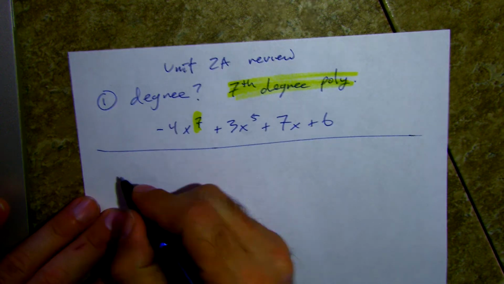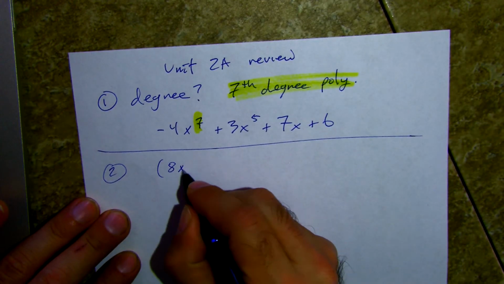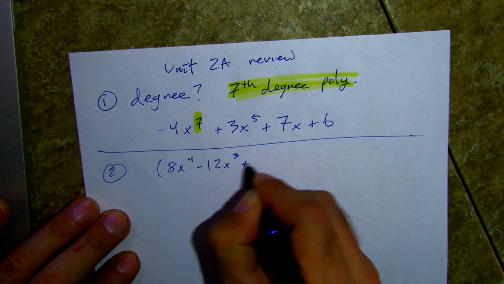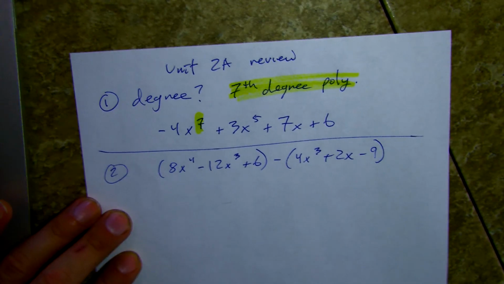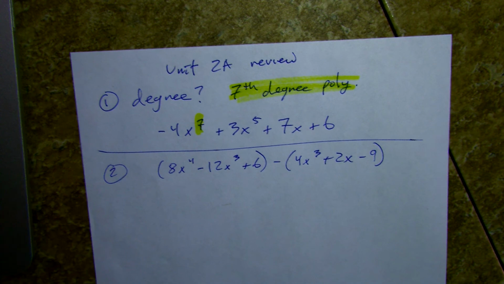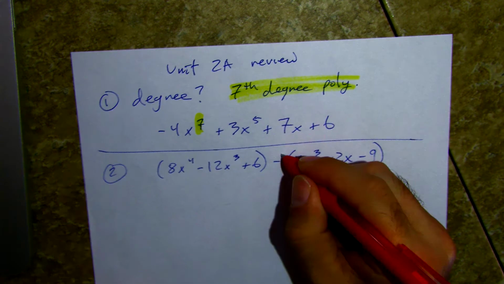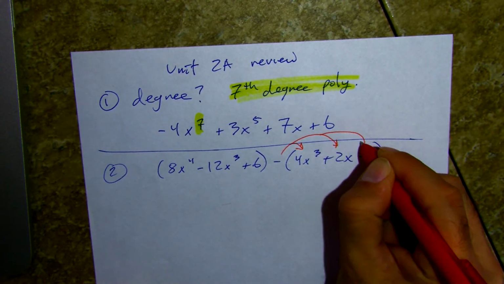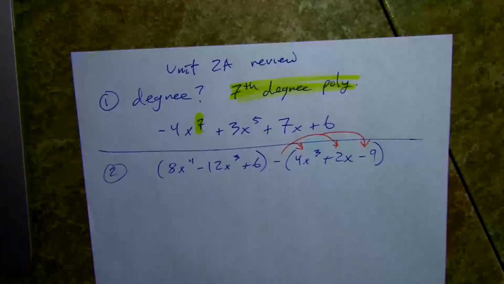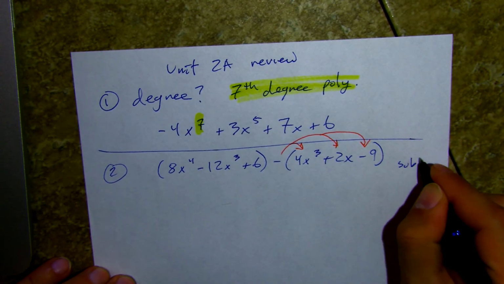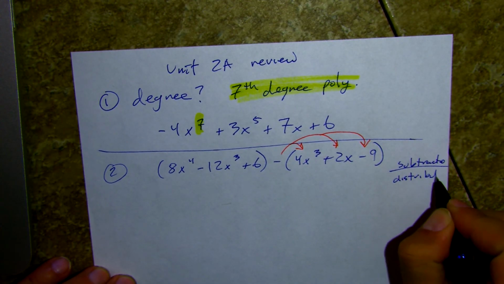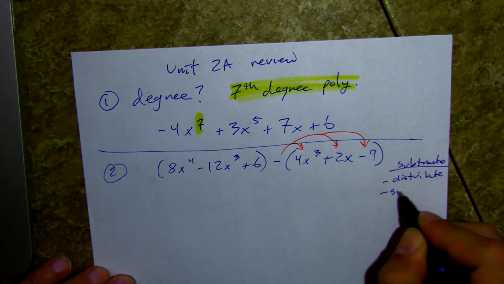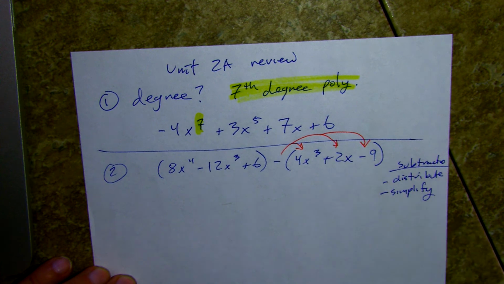How about number 2? Hey, number 2, we have this. Okay, this is a subtraction problem. So when I have a subtraction problem between my 2 quantities, I need to first distribute this negative and then combine your like terms. So with subtraction, you're going to distribute and you're going to simplify. That's all we got to do for it.